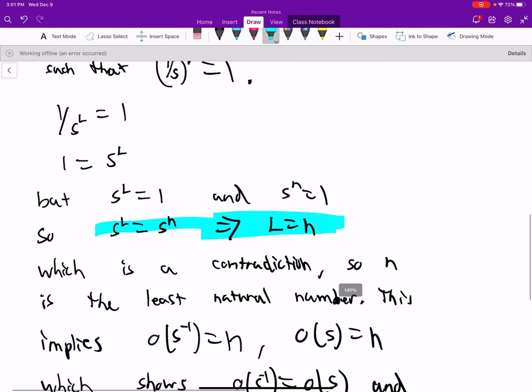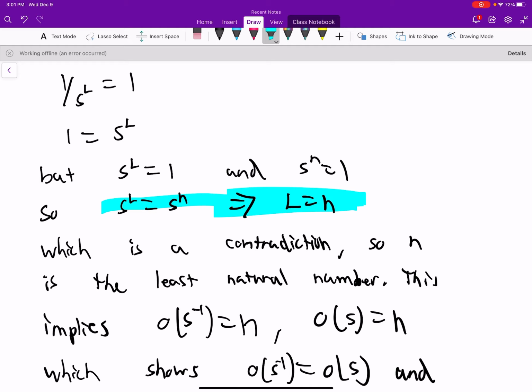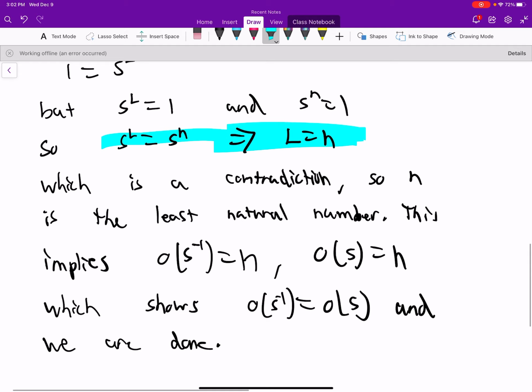So n is the least natural number. This implies that the order of the inverse of s is n, and the order of s is n, as we already assumed up front, which shows that the order of the inverse of s is the order of s, which is what we're trying to show. So we're done.